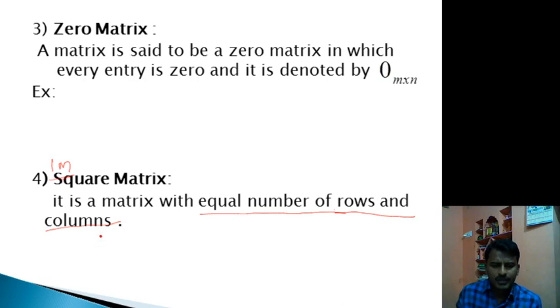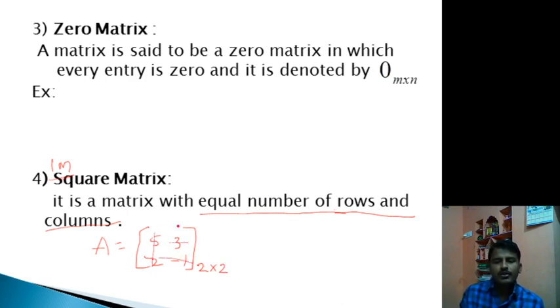Let me take a matrix A is equal to 5 3 2 minus 1. This has 2 rows and 2 columns, isn't it? Such a matrix we can call a square matrix. Remember, if the rows and columns are equal, such a matrix we can call a square matrix.